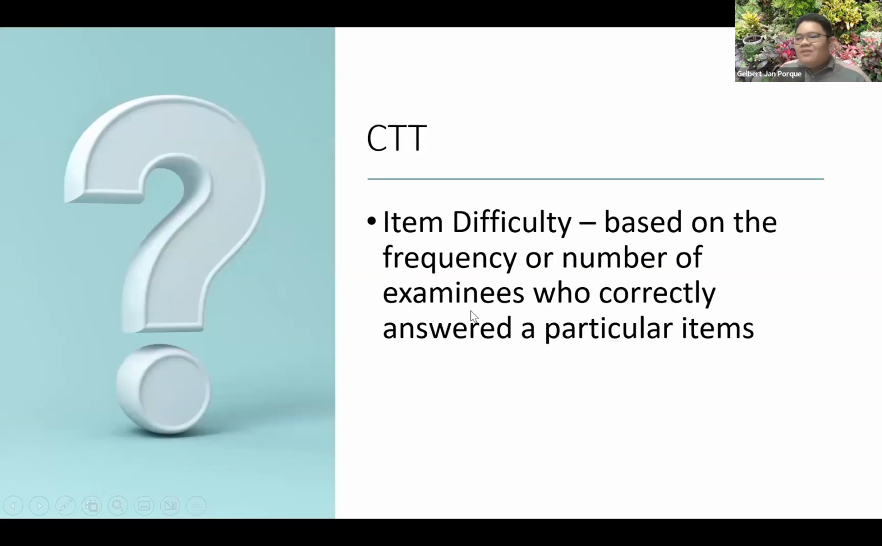Now, in CTT class, your item difficulty could be determined based on the frequency or number of examinees who correctly answered a particular item. So if you know that in a certain item, only 5 out of 50 got the answer correct, meaning that item is very difficult. Whereas class, if 45 out of 50 got the item correctly, meaning that item is easy. So that's based on CTT.